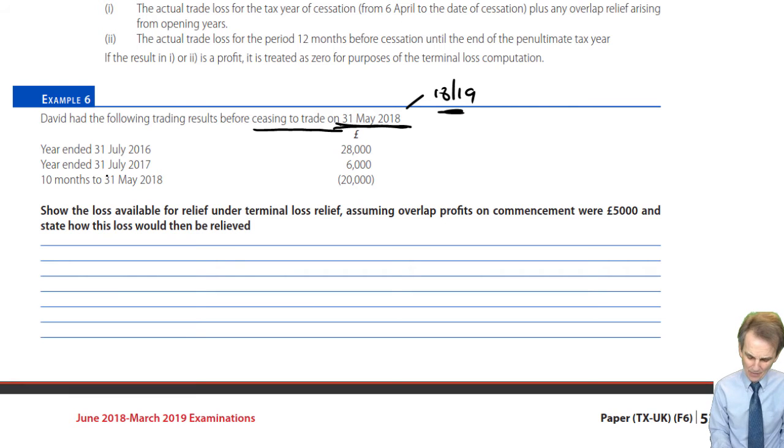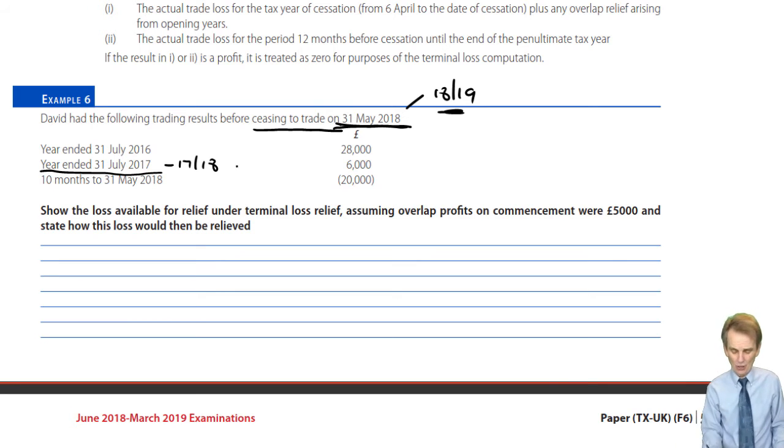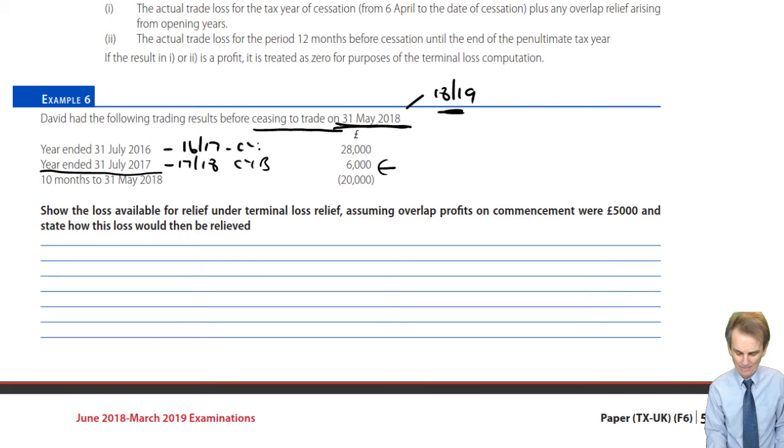So to what date did we prepare accounts? We had a year ended 31st of July. So which 31st of July falls within your penultimate tax year, 17-18? There you go. Year ended 31st of July 17. That ends in 17-18. Using your normal CYB basis of assessment, you'll have your 17-18 assessment figure, £6,000. Go back another year, of course it's still CYB, that's 16-17, and that will be your £28,000.